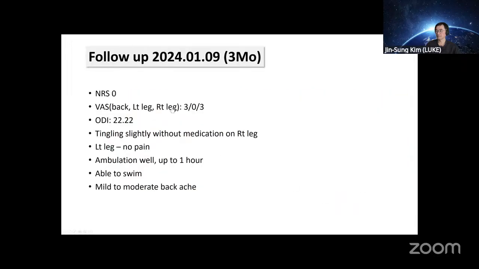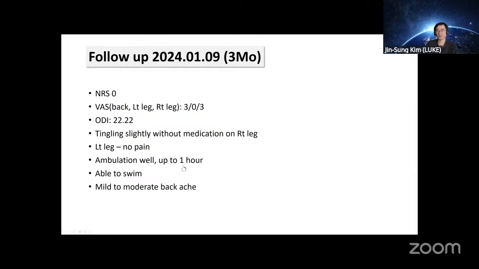Okay. So I have followed this patient for 3 months. You can see the pain score, NRS 0, and the VAS back pain score dropped from 6 to 3. There's a little bit of right leg dysesthesia. It's a result of manipulating the DRG a little bit, but the patient is much better. Also the stress-free score is just over 20. She has been able to return to most of her daily activity very well.